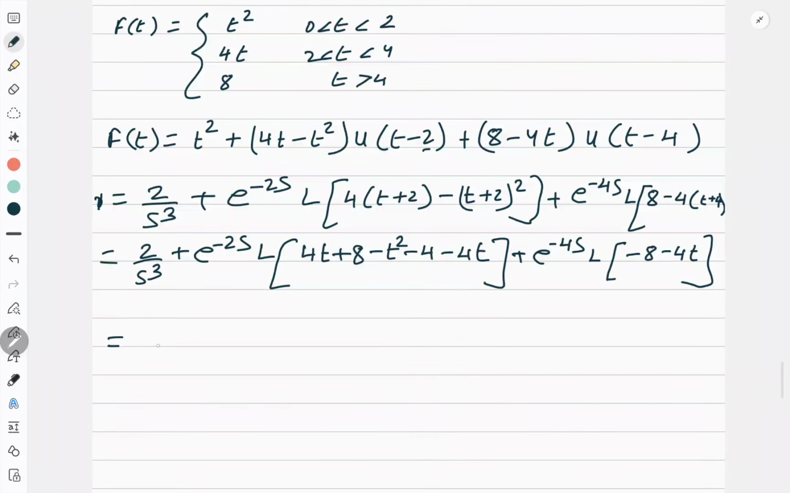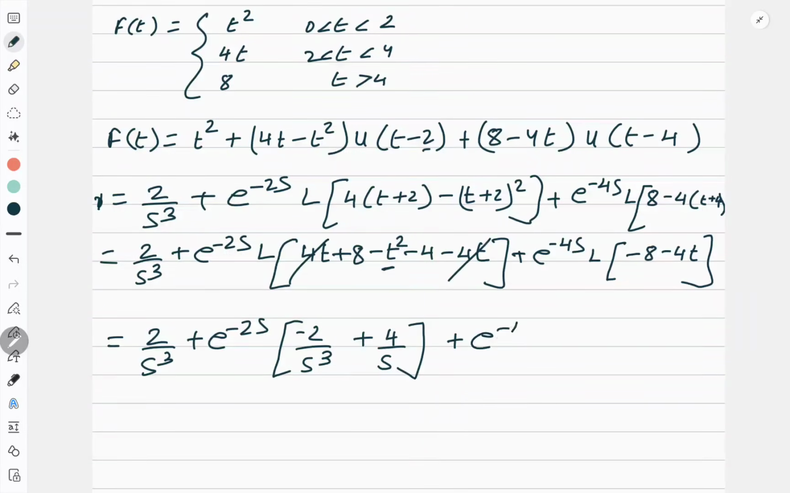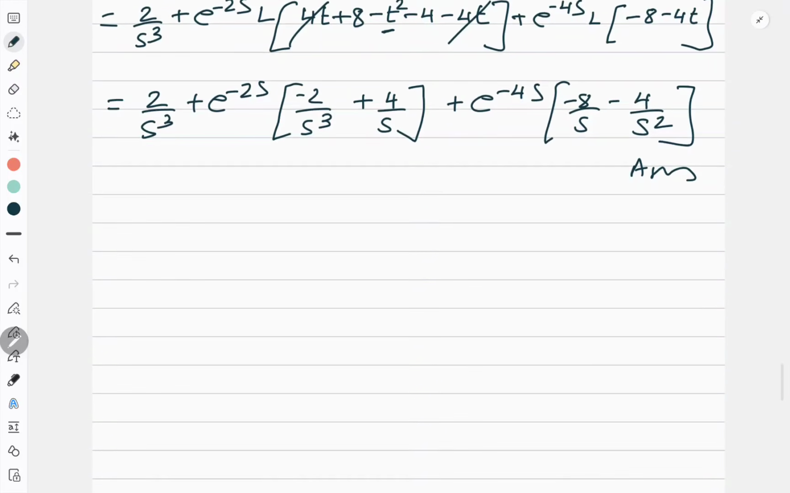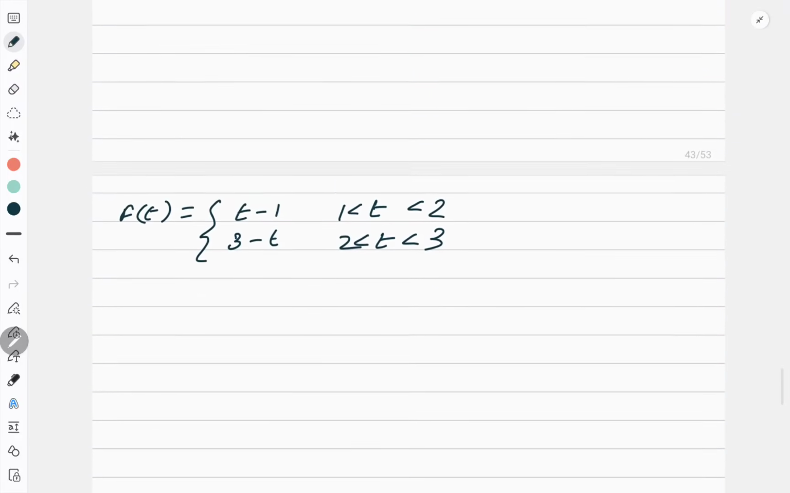Okay. Next step, 2 by s cube plus e to the power minus 2s. Now let us do it directly. t square means minus 2 by s cube. This and this are gone. This will become 4, so plus 4 by s, plus e to the power minus 4s, and then Laplace of minus 8 is minus 8 by s, minus 4t, Laplace of t is 1 by s square. So this is the answer. So the method is very simple. Okay. You should remember the basic formulas. That's it.